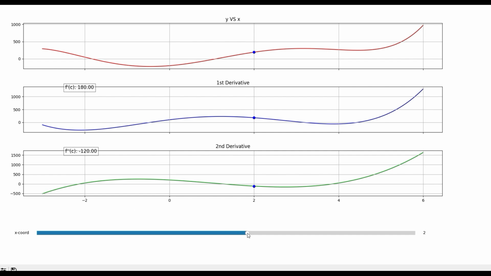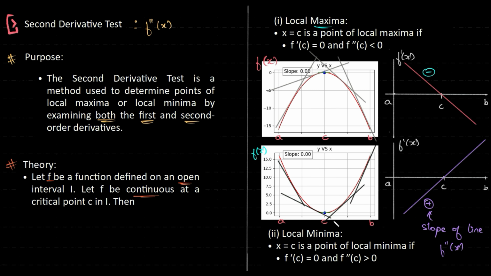Now, to figure out the points of maxima and minima, we are looking at f prime of c to be 0. So this is the point wherein f prime of c is almost 0. That's the best possible number I can get. And we can see this is a minimum. And that's what we saw: at the point of minimum, f double prime of c is positive.